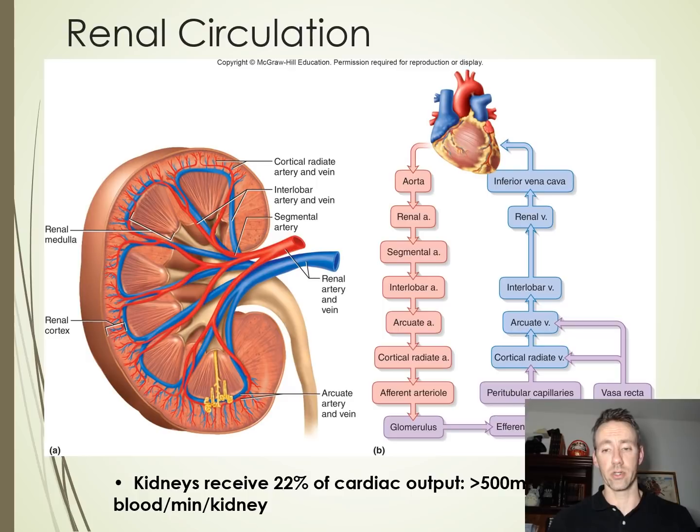Again, we're still arterial. The efferent arteriole will then turn into the peritubular capillaries, which is the capillary system that surrounds the tubules, and then the vasa recta, which are the capillaries that follow the loop of Henle. So we give them different names, even though they're still just capillaries. Okay, and then ultimately those capillaries will coalesce into venules, the cortical radiate veins, the arcuate veins, the interlobar veins, and ultimately back out to the inferior vena cava.